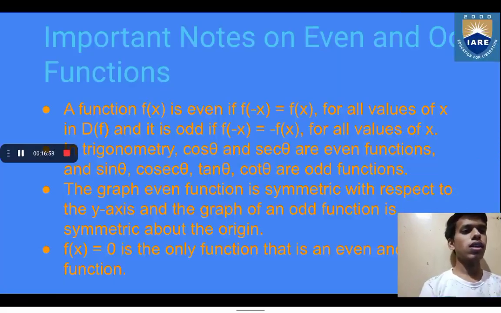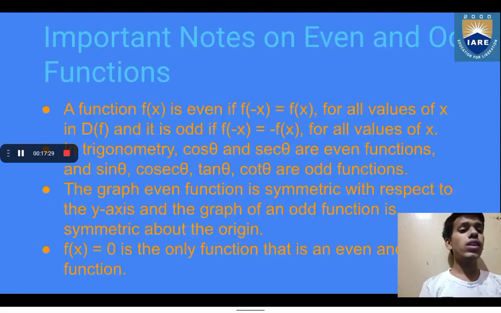Next, the important points of even and odd functions. A function f of x is even if f of minus x equals f of x for all values of x in the domain D of f, and it is said to be odd if f of minus x equals minus f of x for all values of x. In trigonometry, cos theta and secant theta are even functions, and sin theta, cosecant theta, tan theta, cot theta are odd functions, as we have discussed earlier.